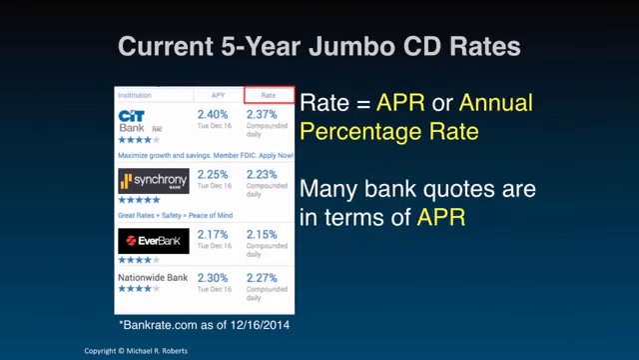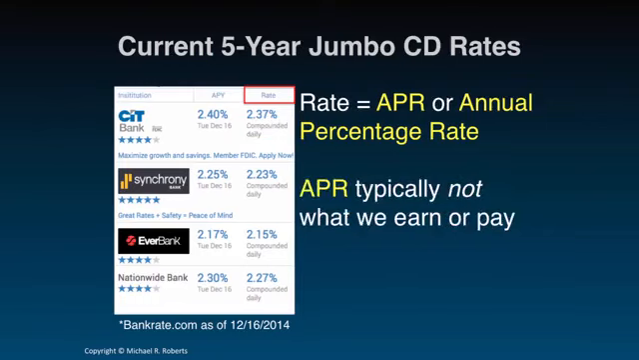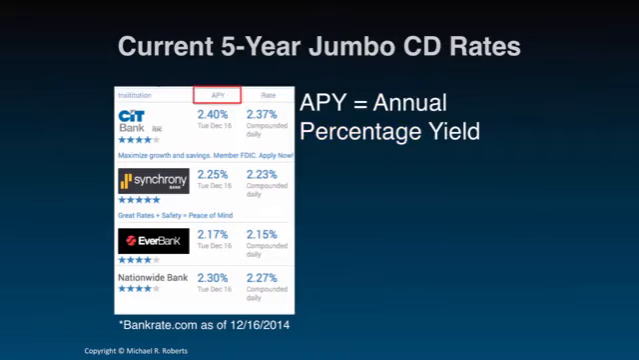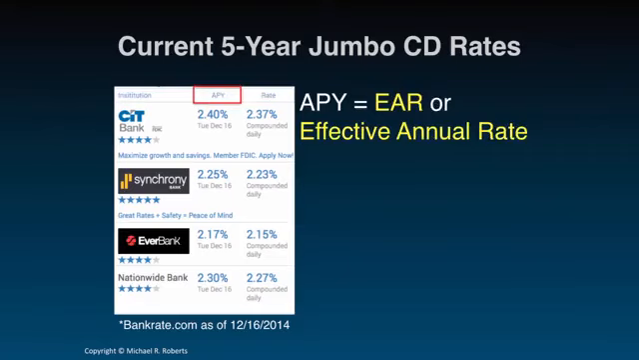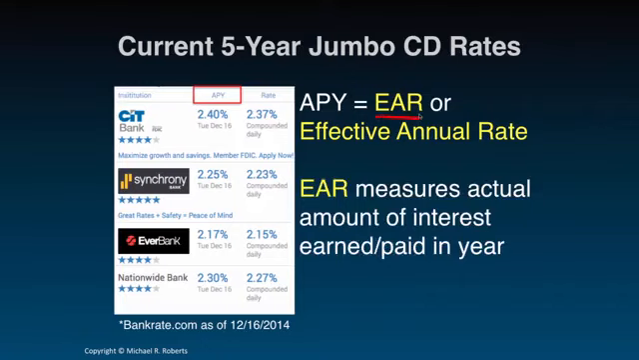Now, many banks quote interest rates in terms of an APR. The problem is the APR is typically not what we're going to earn or what we're going to pay. For that, we have to turn to the APY, or the annual percentage yield, which is really just another way of saying EAR, or effective annual rate. The EAR measures the actual amount of interest earned or paid in a year. That's the number we care about. The APR is just a quoting convention.